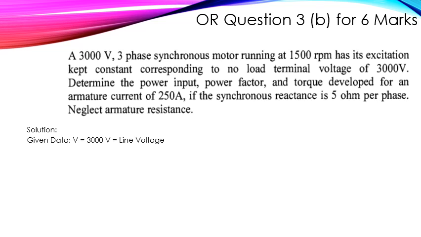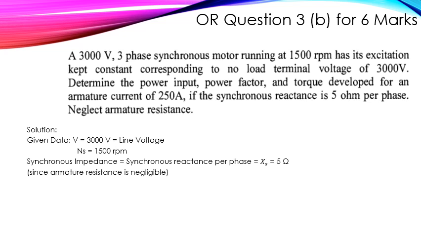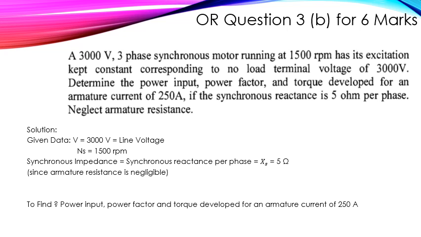Now we'll see the given data. As per the question, the line voltage is 3000 volt, synchronous speed 1500 rpm, and the synchronous impedance is equal to the synchronous reactance per phase, that is 5 ohm, because armature resistance is negligible. What we have to find here is the power input, power factor and torque developed for an armature current of 250 amperes.